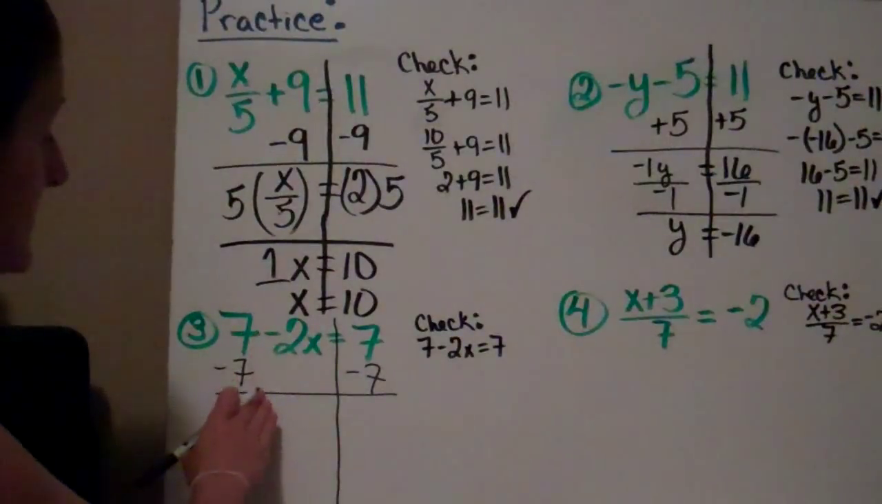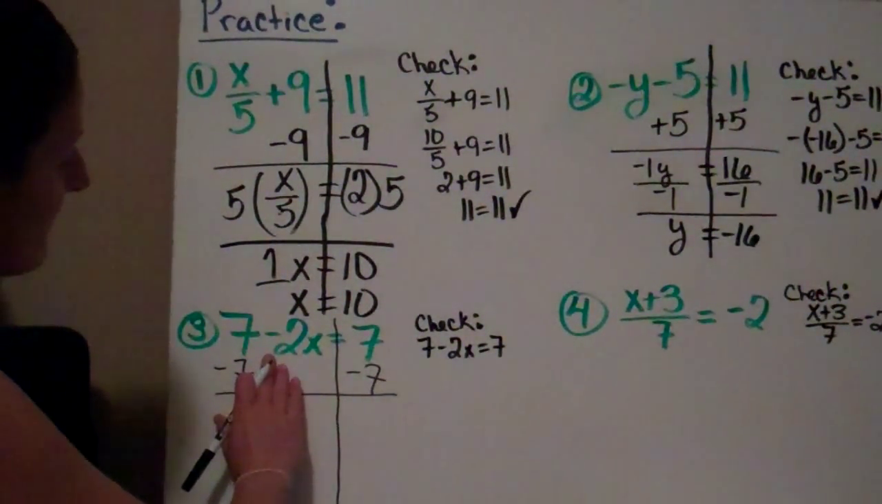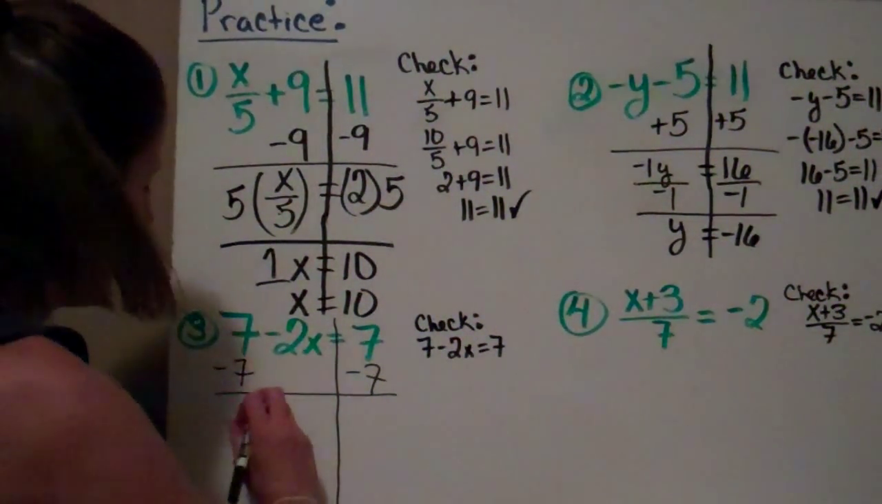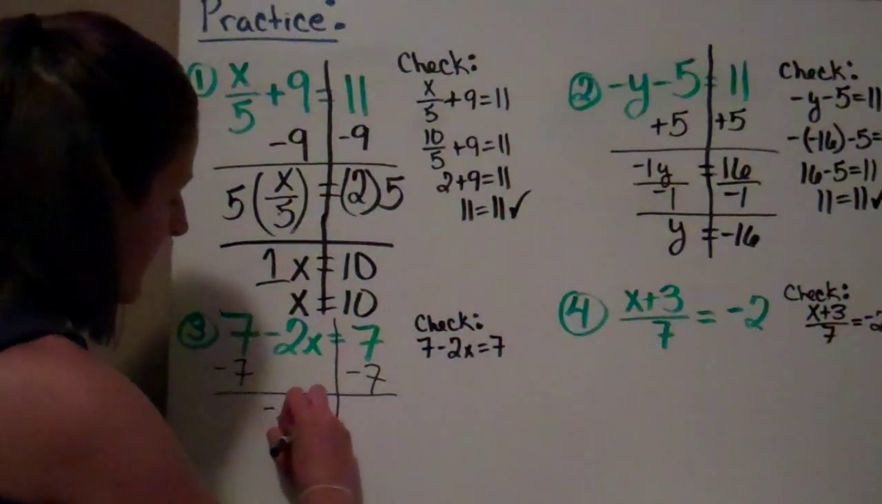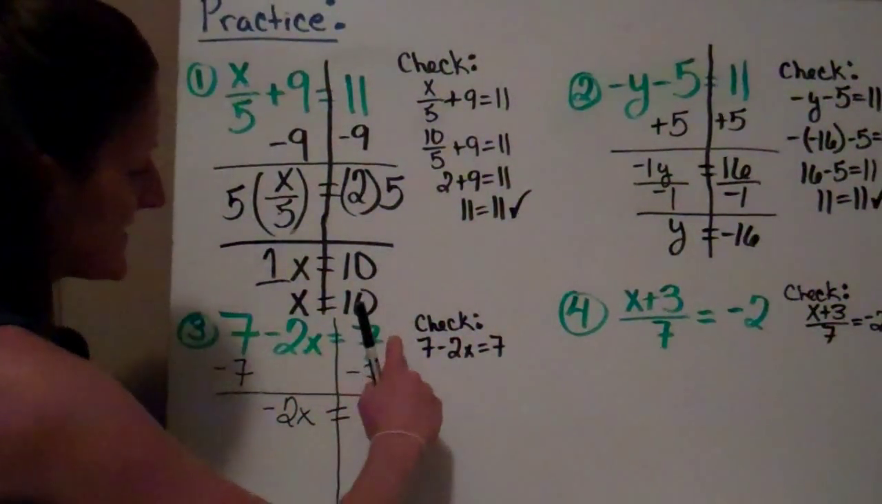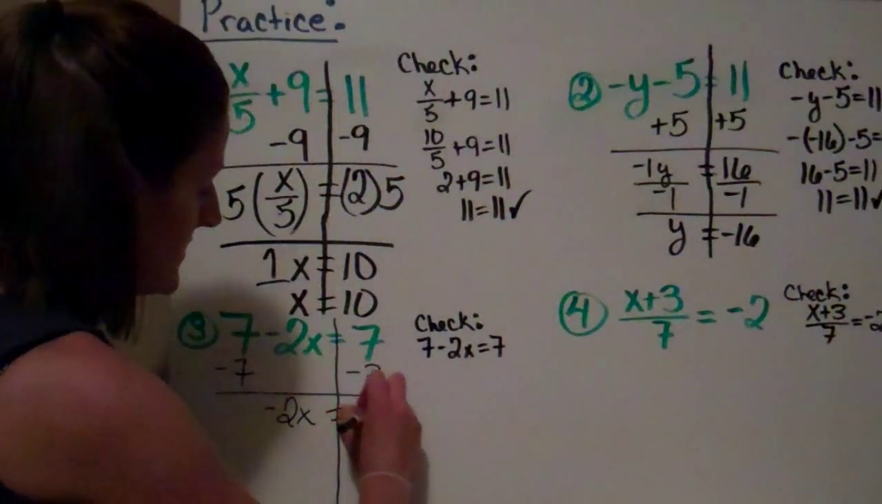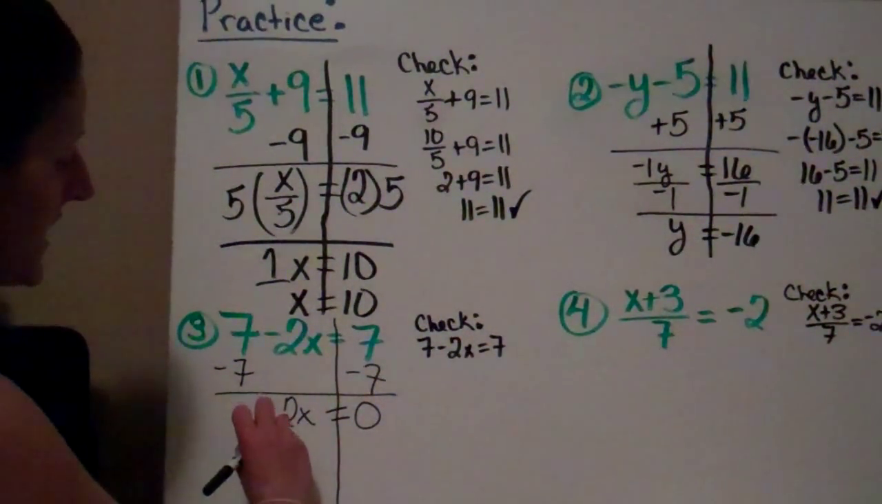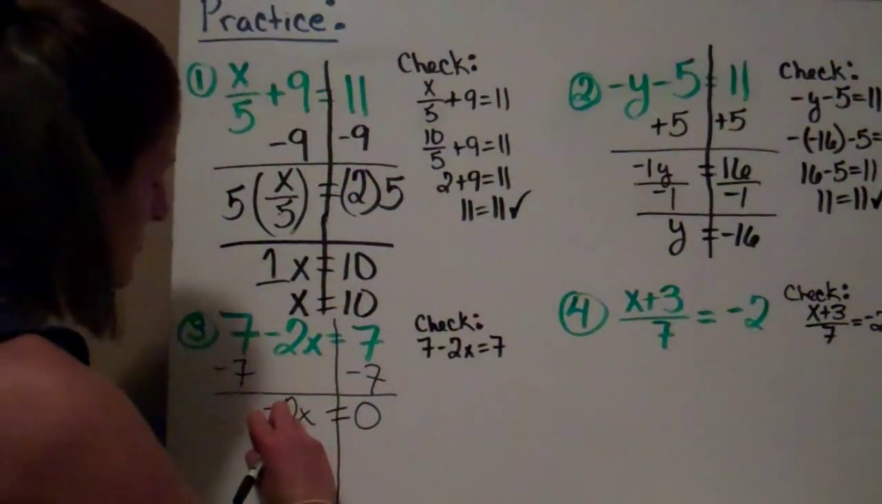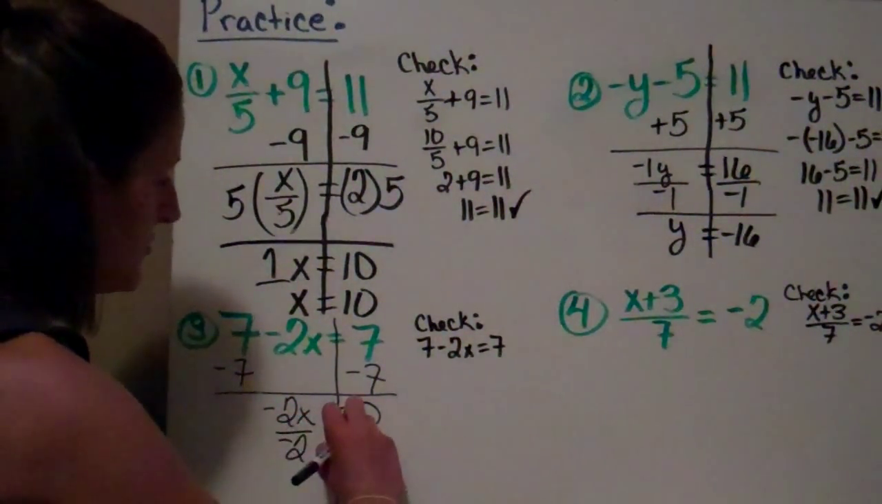Now, 7 minus 7, that's 0. So I'm just left with this minus 2x, or now we consider a negative 2x. And 7 minus 7 is going to be 0. Next, I got a negative 2x. So I need to divide each side by a negative 2.